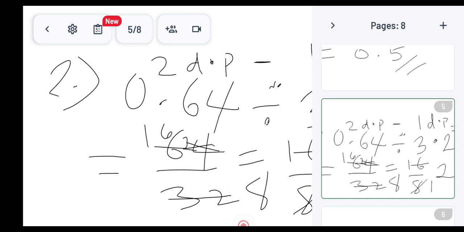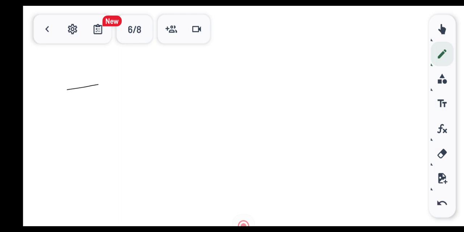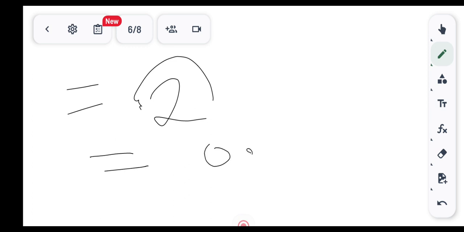Don't forget the DP left. 1 DP is what is left. So our final answer was 2, and we had just 1 DP, so we put back the point once. 0.2 is the final answer. Are you getting it?